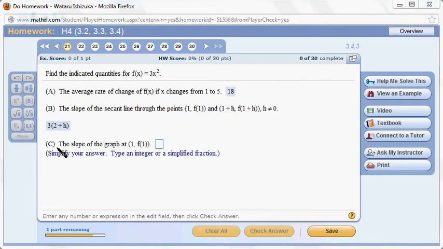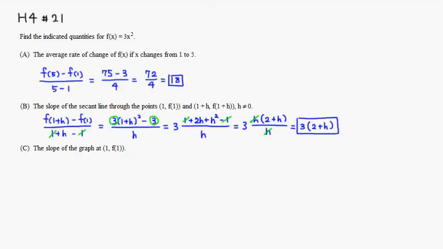Okay, for part C, we need to find the slope of the graph at the point 1, comma f of 1. The slope of the graph is equivalent to the slope of the tangent line to the graph at the point 1, comma f of 1. So let's do that. The slope of the tangent line is the limit of the slope of the secant line. Luckily, we did all the work in part B.